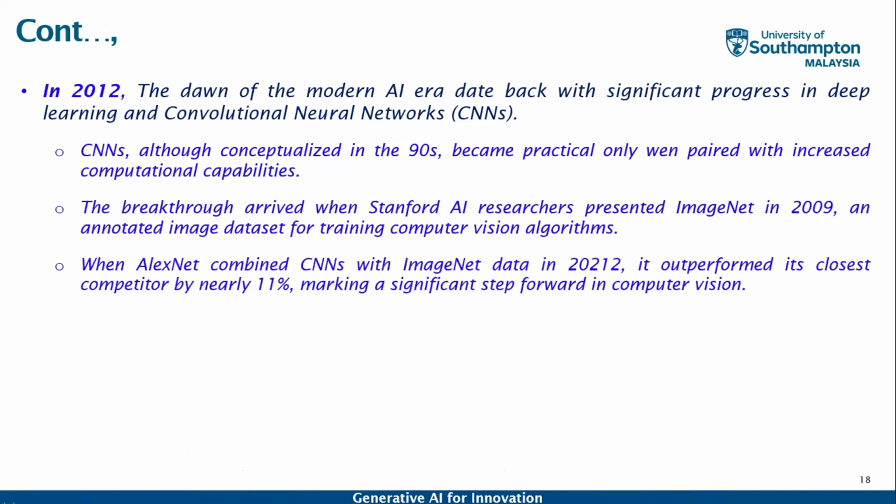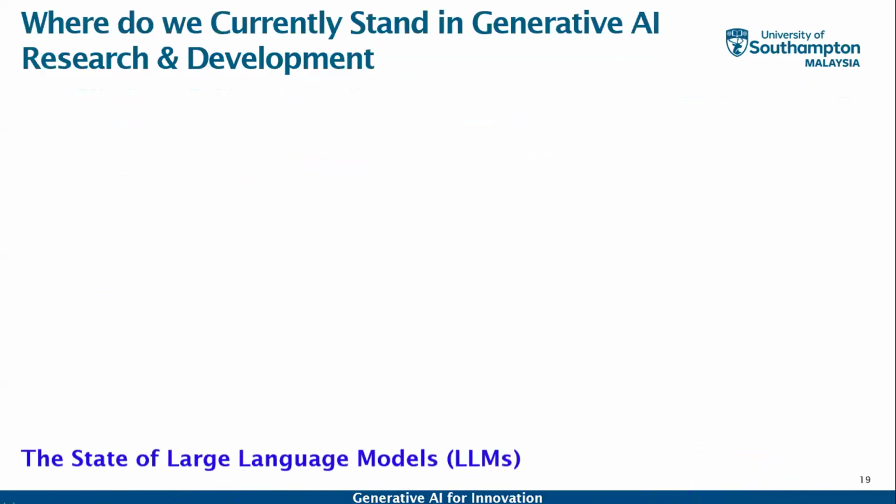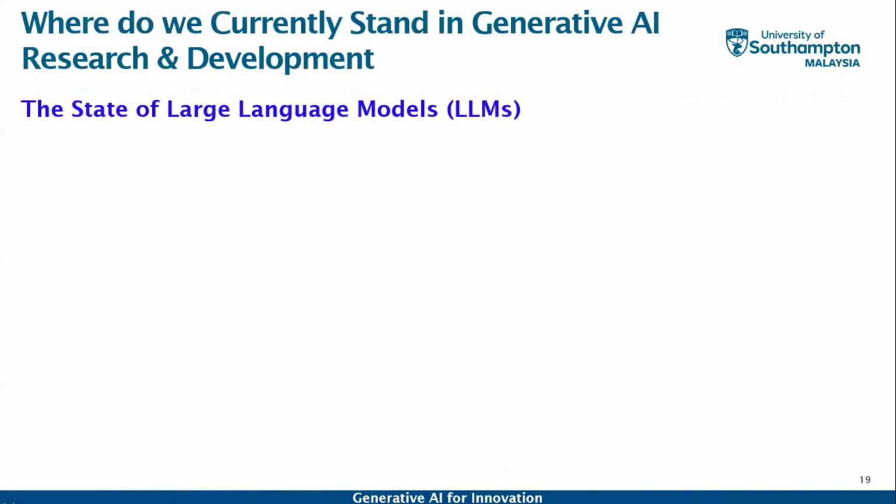I don't want to spend a lot of time on this. So this AlexNet comment, as I already told you, was at the time. Now, where do we stand? How exactly is the state of large language models?